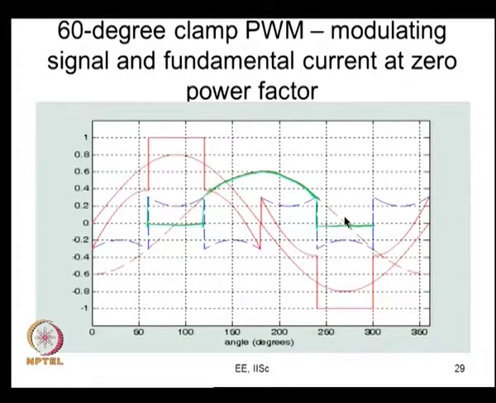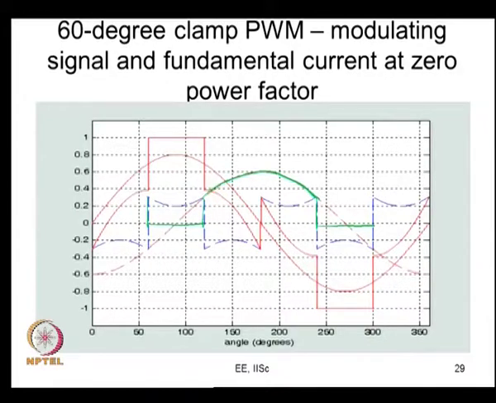In fact, this is only if you consider the same carrier frequency. If you consider the carrier frequency to be 1.5 times, then you will see that 60 degree clamp PWM actually results in higher switching loss than conventional space vector PWM at 0 power factor. So, this is a very good solution when it is at unity power factor, but this is not a good solution when you are really talking of 0 power factor. You need to do it differently.